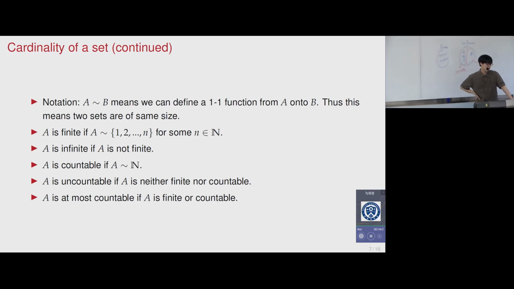And just for useful notation, in some textbooks, when you say A is at most countable, it usually means A is finite or countable. Some textbooks, when they say countable, actually mean at most countable. So you have to make sure which definition the book is using. But mostly, to be more strict, we should say at most countable, which means it's finite or countable.